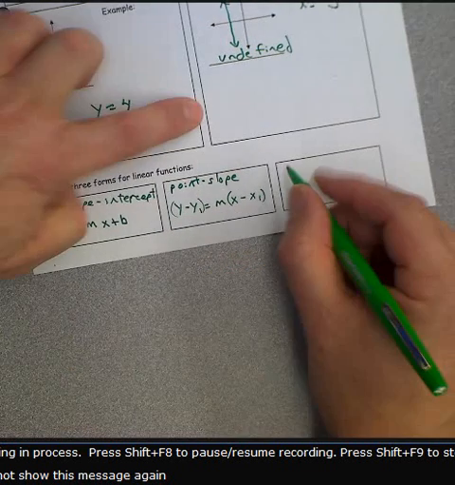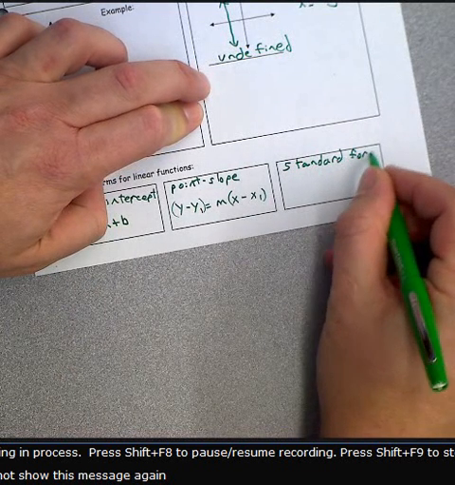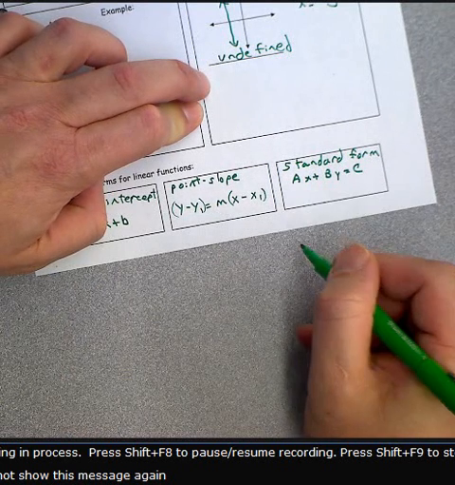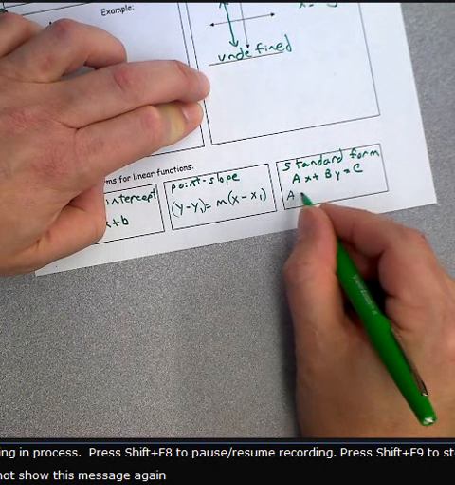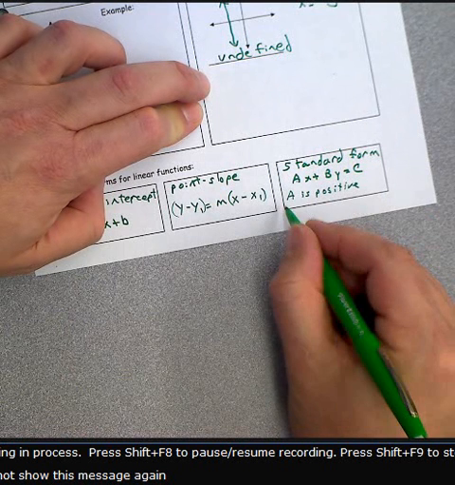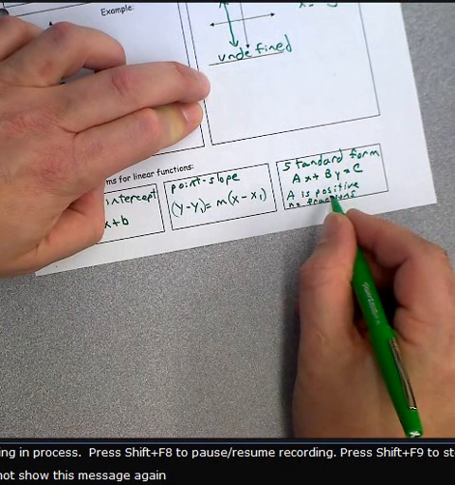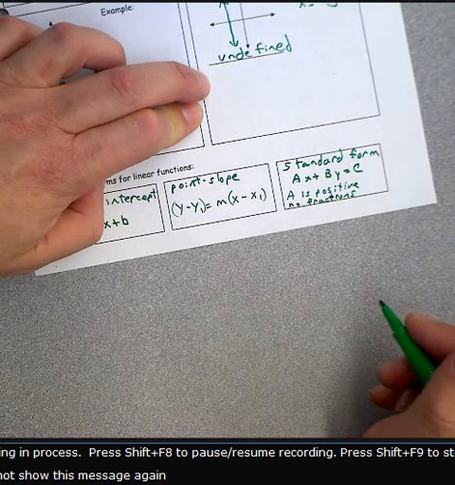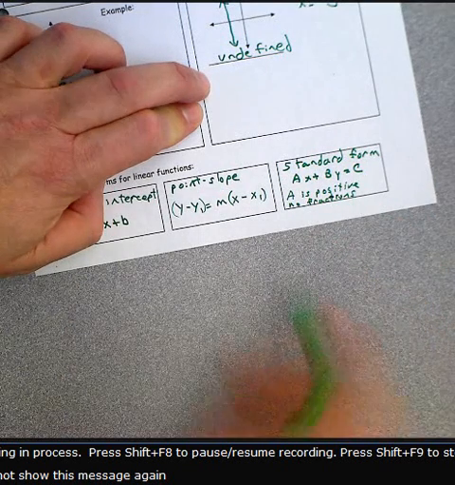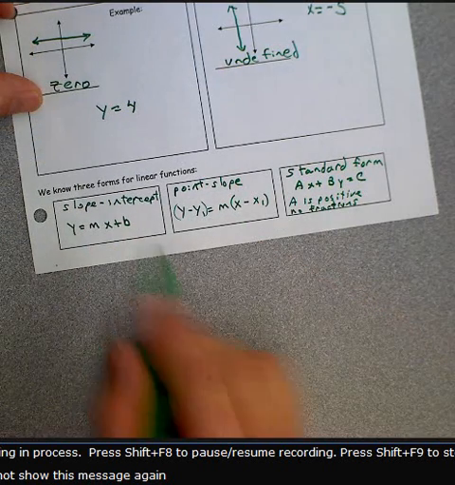And the last one is standard form. ax plus by equals c, where a is positive, not a negative, and no fractions. No decimals for that matter either. So a lot of times we'll clear the fractions out to write something in standard form. Each of these forms has uses that we've gone through. This one is probably the widest used.